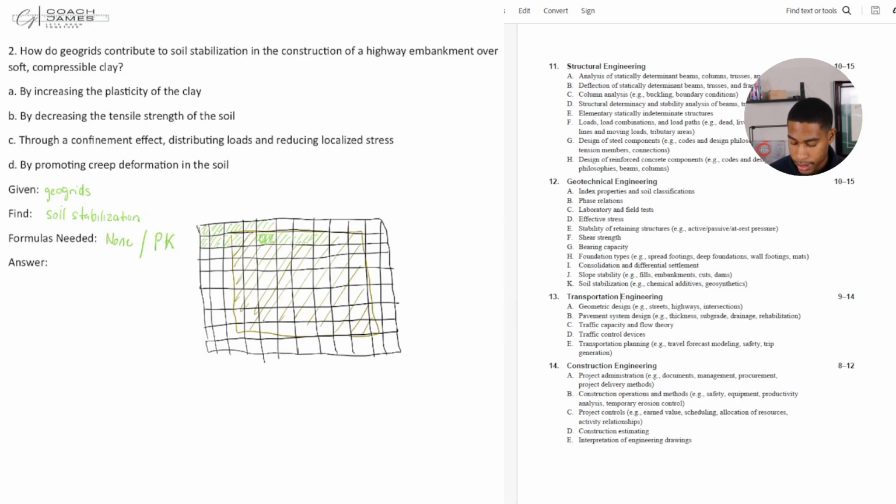over compressible clay? By increasing the plasticity of the clay? No, if you do that, that's going to make the volume of the soil vary a lot, causing there to be problems within the foundation. So no. By decreasing the tensile strength, no, you want to create tension in those little pockets of soil, because that's going to allow the load distribution to be a lot better.